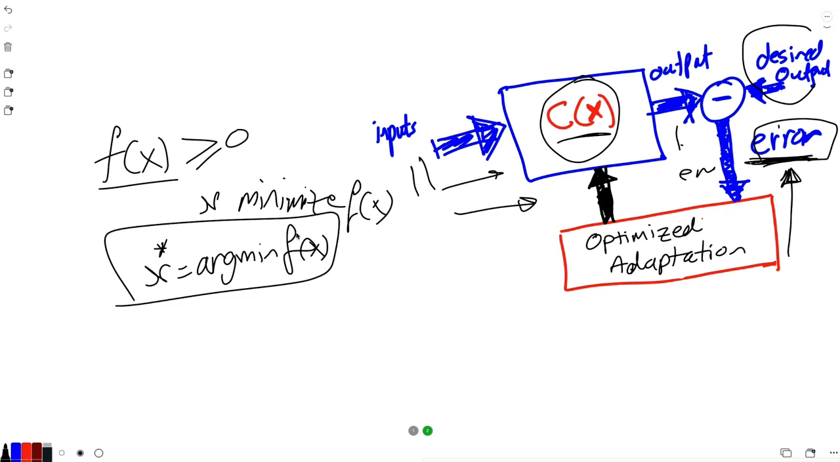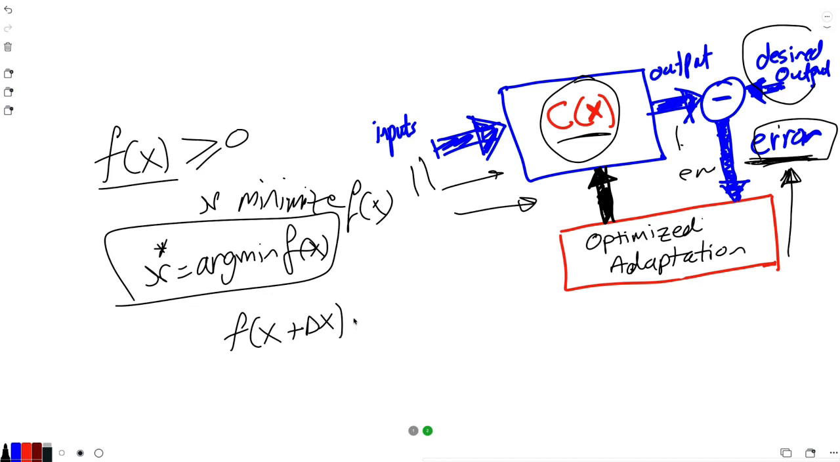Okay, in general, if we like to expand this f of x with the Taylor series expansion, let us see how f of x plus delta x will be expanded around f of x.